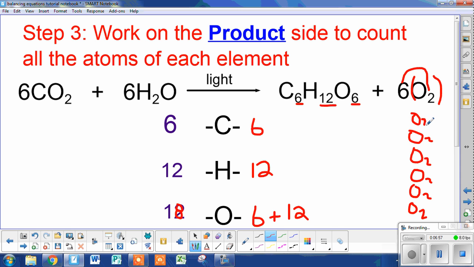So now I could add up all the O2s: 2, 4, 6, 8, 10, 12. Beautiful. So 6 plus 12 gives me 18. And that completes step 3. We've counted up all the atoms on the reactant side, and now we've counted up all the atoms on the product side.